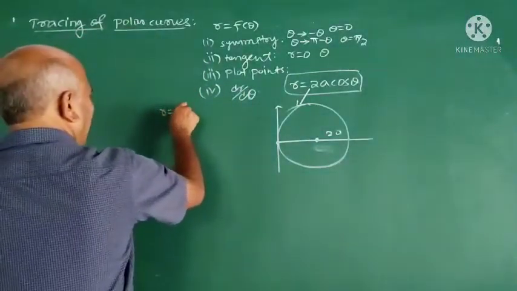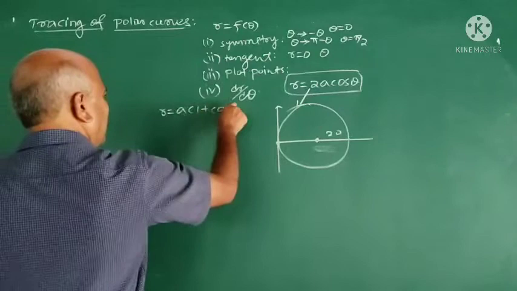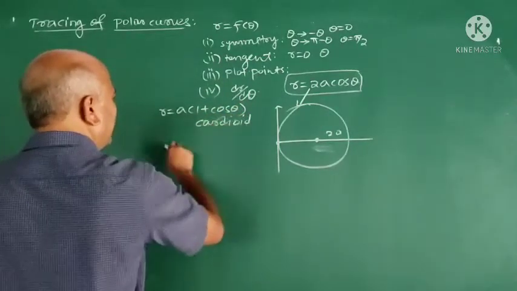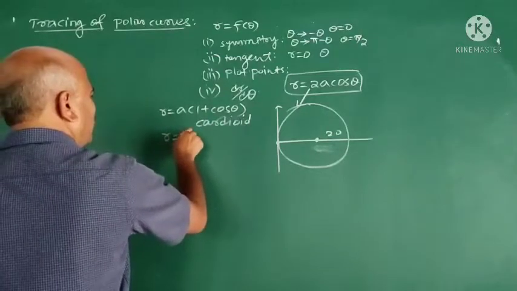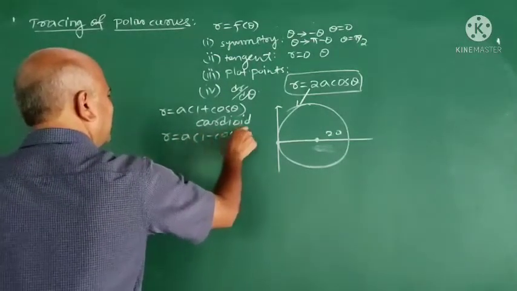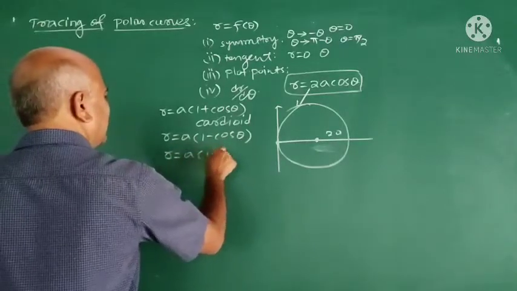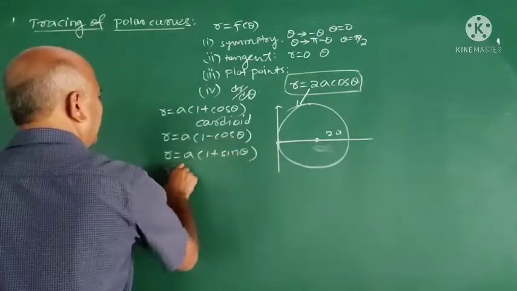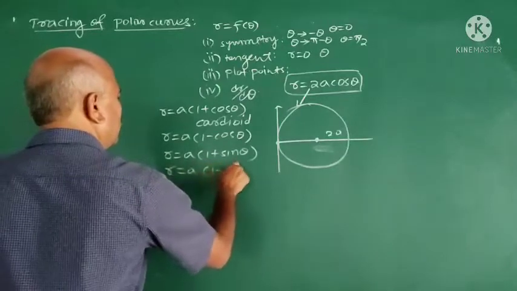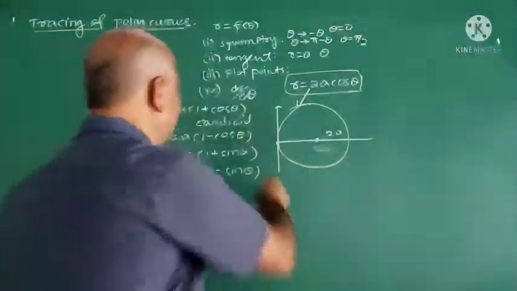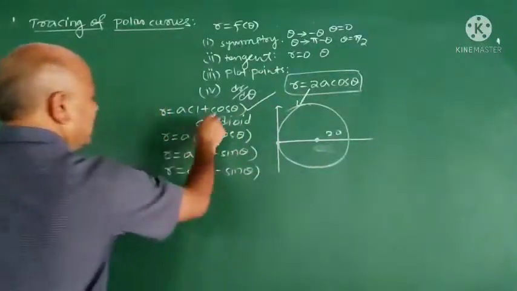Second is R is a into 1 plus cos theta, and this is called cardioid. In cardioid there are 4 different forms. Second is R is a into 1 minus cos theta, R is a into 1 plus sin theta, and R is a into 1 minus sin theta. These are 4 cardioids. Already I explained this one, R is a into 1 plus cos theta.